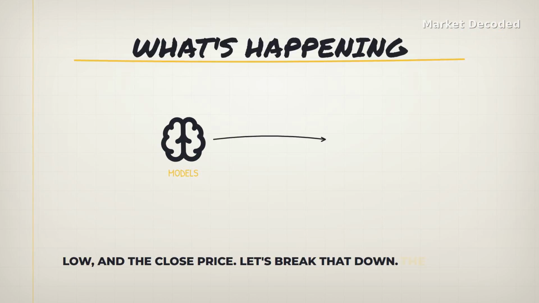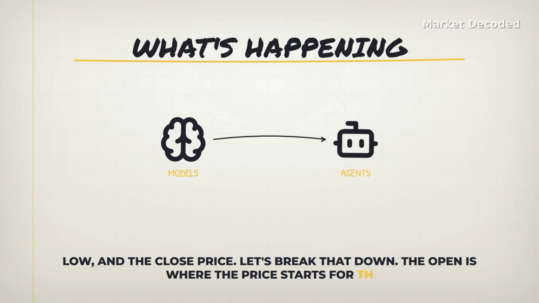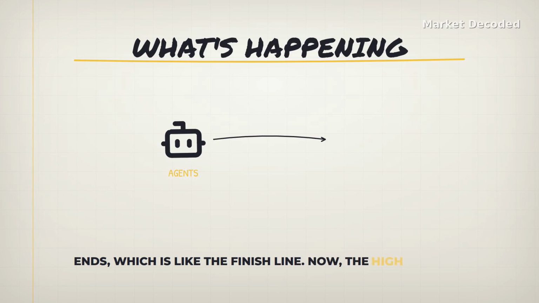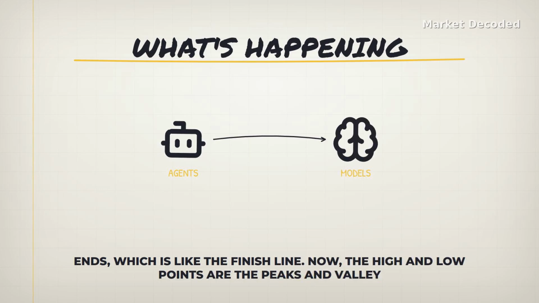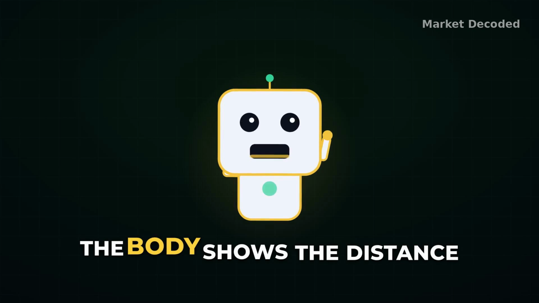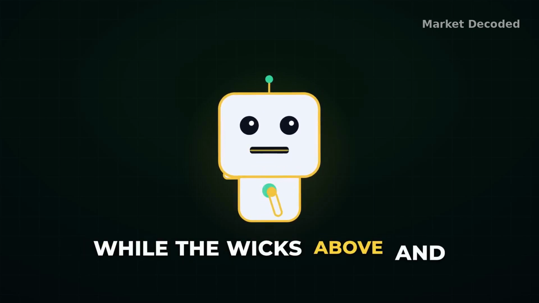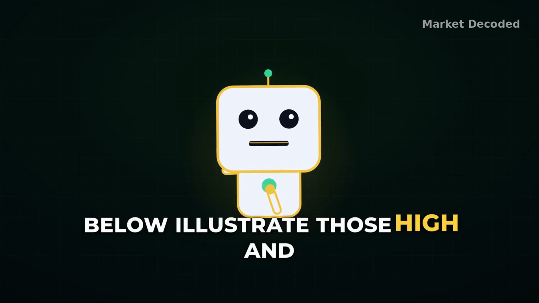The open is where the price starts for that time interval. Think of it as the starting point of a race. The close is where it ends, which is like the finish line. Now, the high and low points are the peaks and valleys that the price reached during that time. So, if you picture a candlestick, the body shows the distance between the open and close, while the wicks above and below illustrate those high and low points.